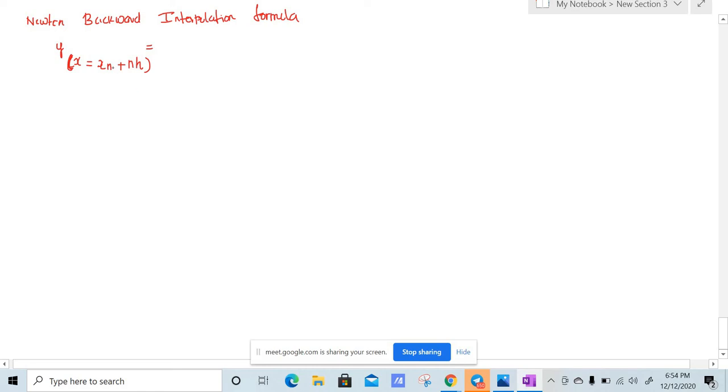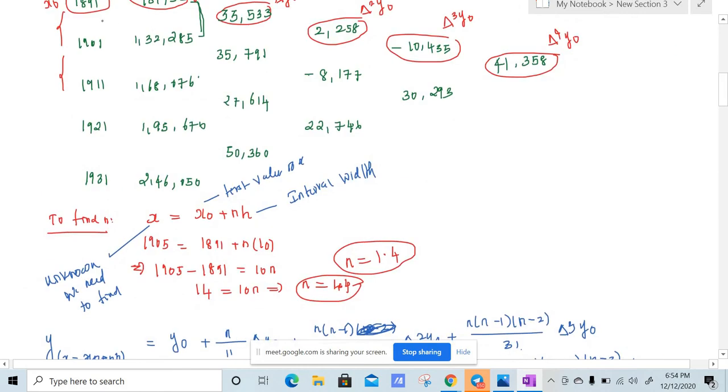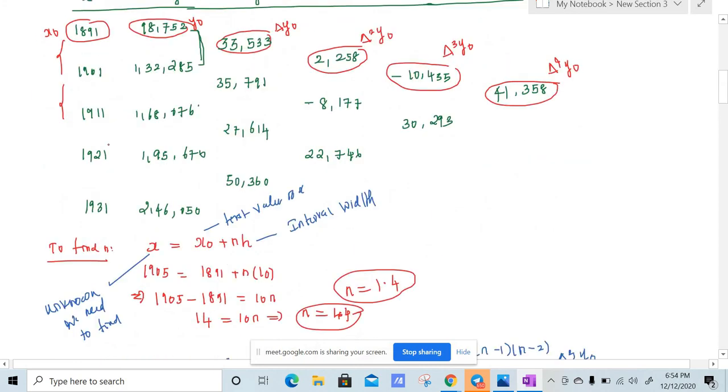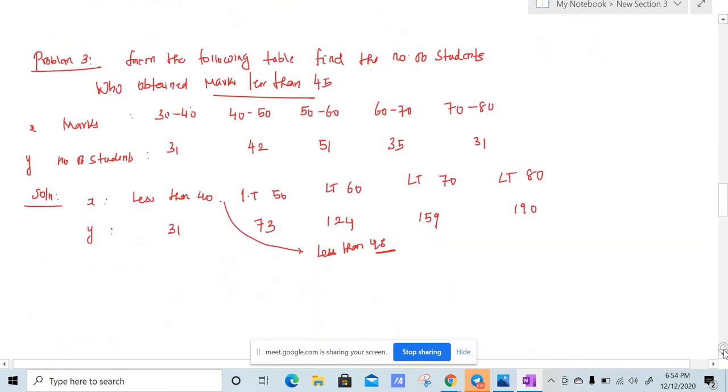For finding n, in Newton forward we will choose x naught to be equal to 1891. But in Newton backward, you should choose xn, that is, you need to choose 1931. That is the last value. Here you should use the first value x naught. That's it. The only difference is that in forward you choose all the first values, and in backward you choose all the last values. So it will be xn plus del yn, del square yn, del cube yn, del power 4 yn. I'll do one more problem.